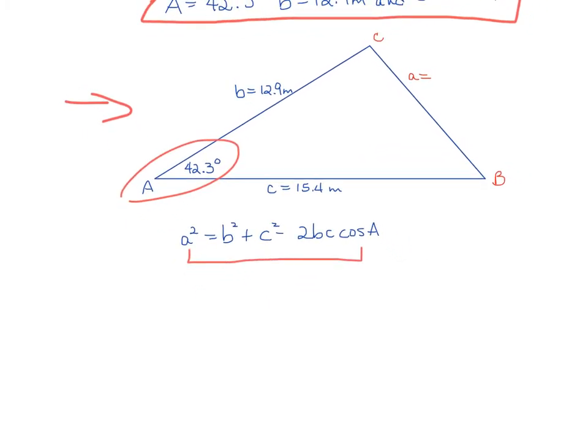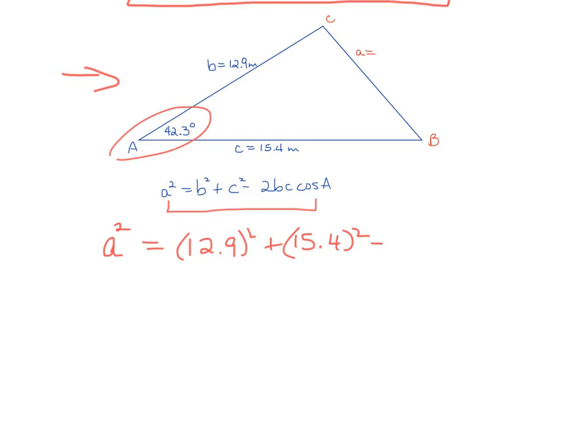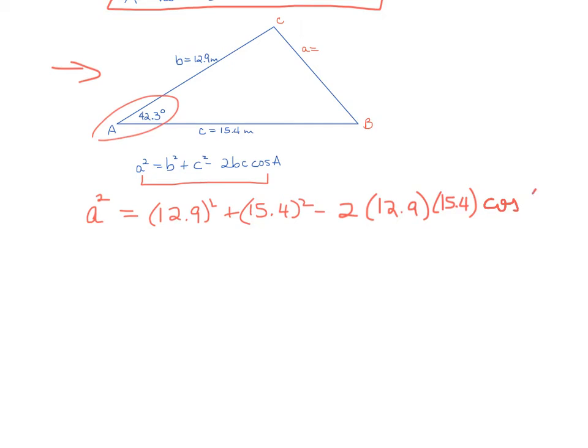So I'm going to plug in my given. I'm leaving A squared alone because I do not know what it is. That's what I'm solving for. I'm going to put in B squared, which is 12.9, and I'm going to square it. You can do this continuously in your calculator. You will probably have to add in some parentheses in order for it to work out. Or you could figure out what 12.9 squared is, write it down, then figure out what 15.4 squared is, write it down, and then go back and add and subtract. But you can do it continuously in your calculator. I highly recommend that for this last part you include parentheses. So you're going to multiply 2 times 12.9 times 15.4 times the cosine of 42.3.